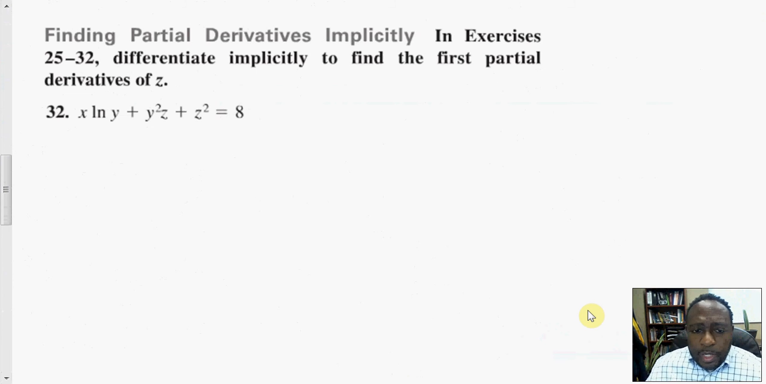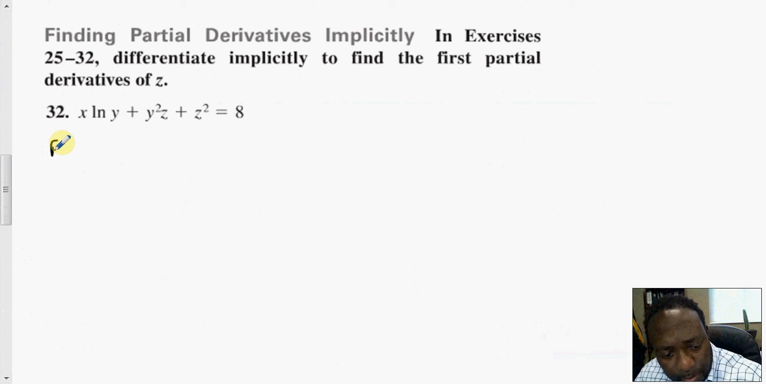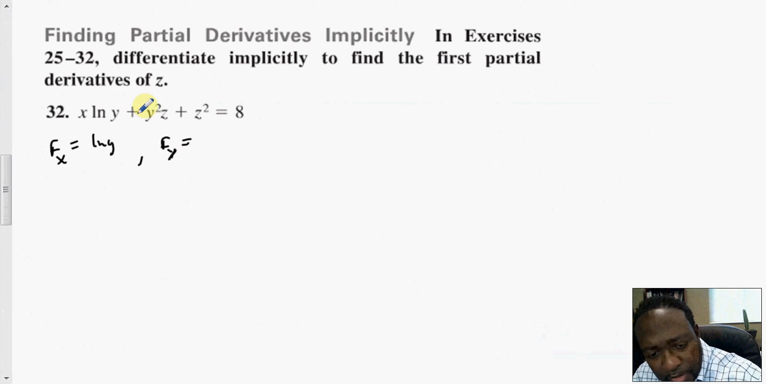What about this one? Here it says differentiate implicitly to find the first partial derivatives of z. So we need a few things. You need the partial of f with respect to x. So this is the natural log of y. You need the partial of f with respect to y. And this is x times 1 over y, or x over y plus, take this partial with respect to y, that's 2yz.